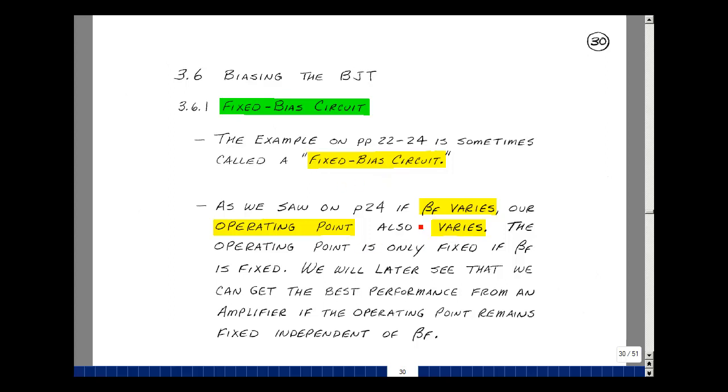And what that means is if beta F varies, the operating point varies. The only way to get a fixed operating point with that circuit is to have a fixed value of beta F. But beta F is very temperature sensitive, and it's also sensitive from part to part. In other words, if you buy a handful of the same transistors, you might find that beta F varies maybe between 100 and 300. We'll see later in the course that you get the best performance from an amplifier if the operating point is independent of beta F.